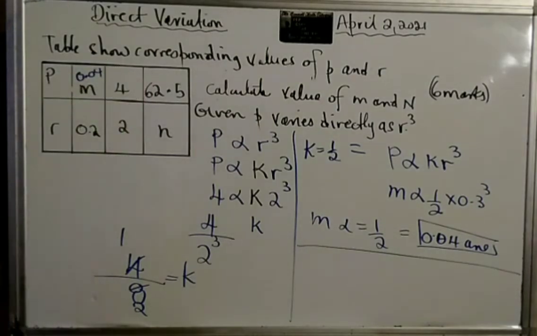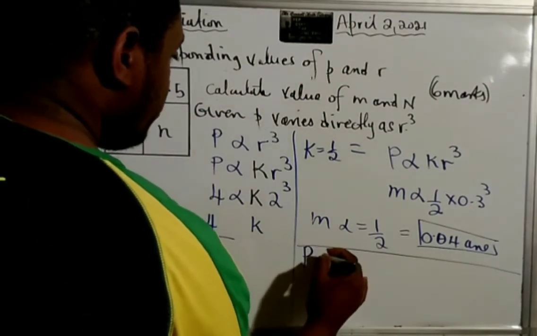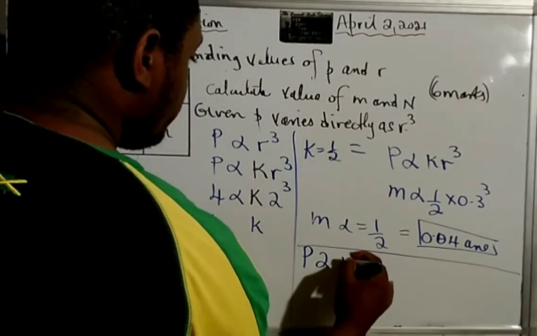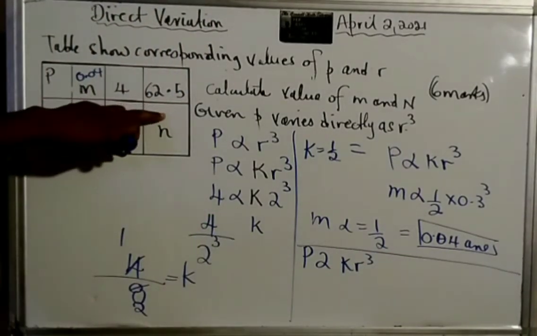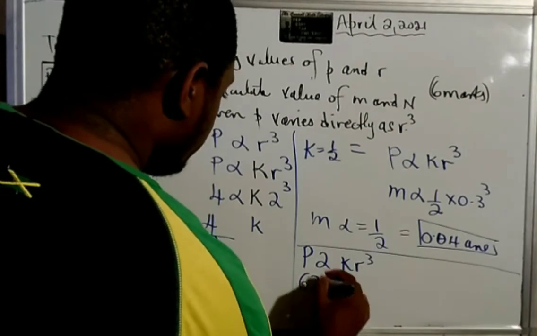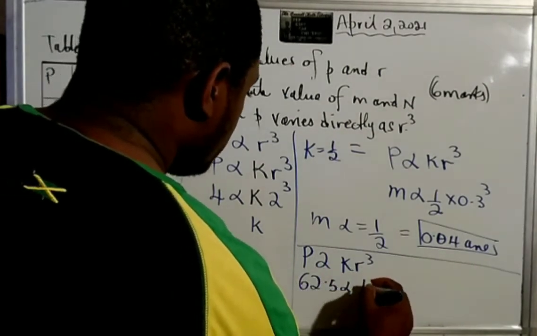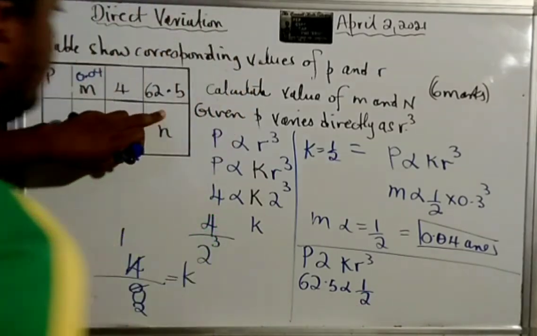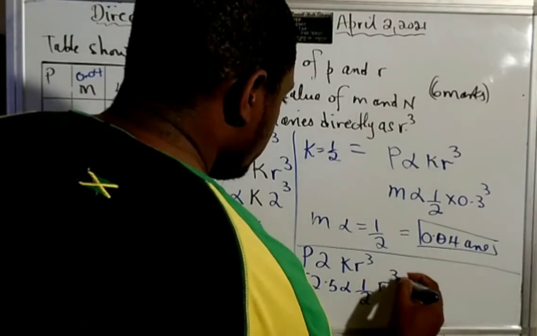Alright, so let us find N now. We do the same thing. P varies directly to R cubed. This time we know P, so P is 62.5. K is still a half because that's the constant, that means it doesn't change. And then we're looking for R.